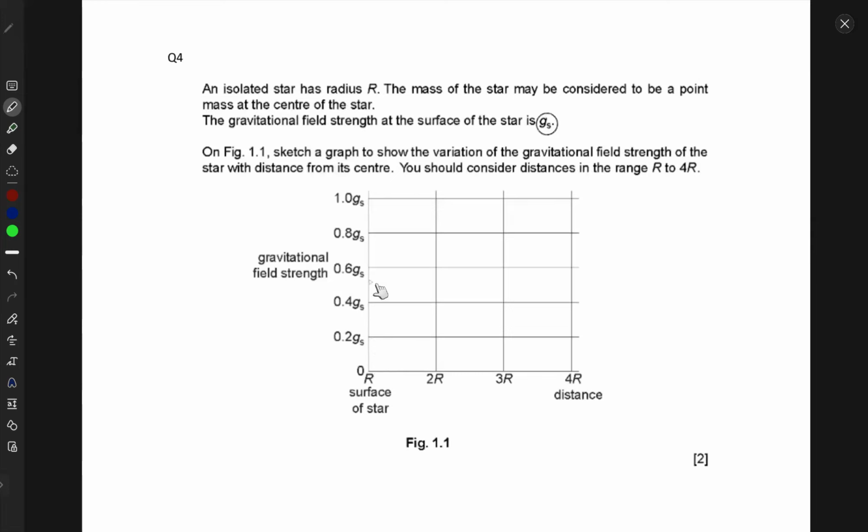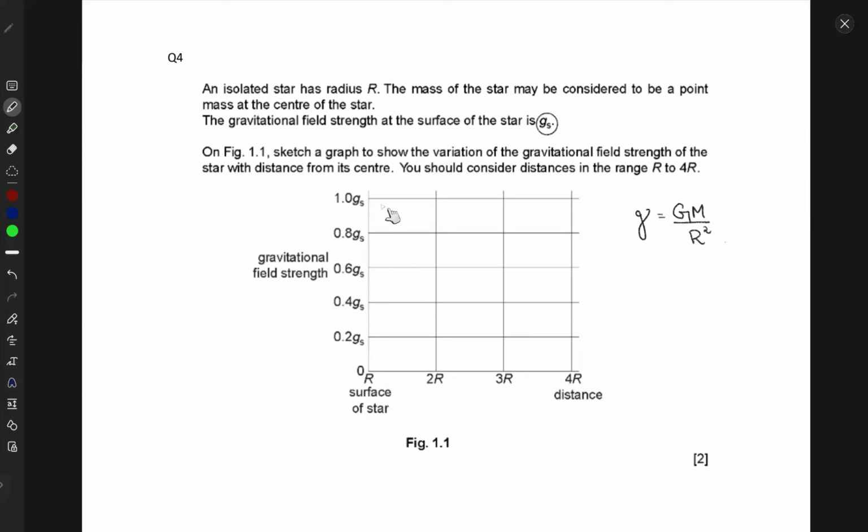You have to think in terms of the gravitational field strength, right? So what do we know about gravitational field strength? g is equal to, what is the expression for it? It's GM upon r squared, yeah, so GM by r squared, right?